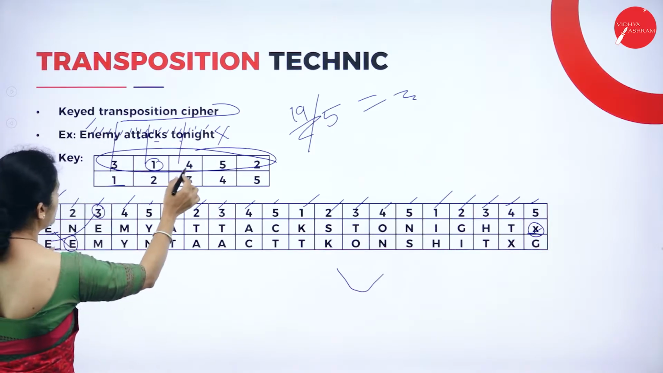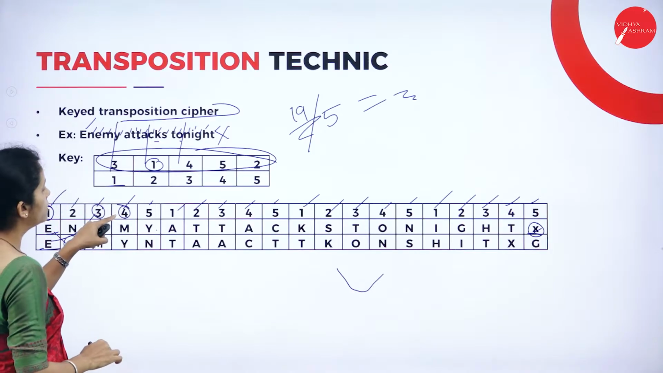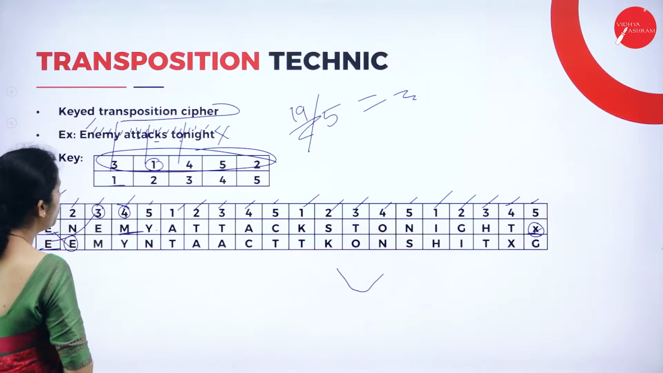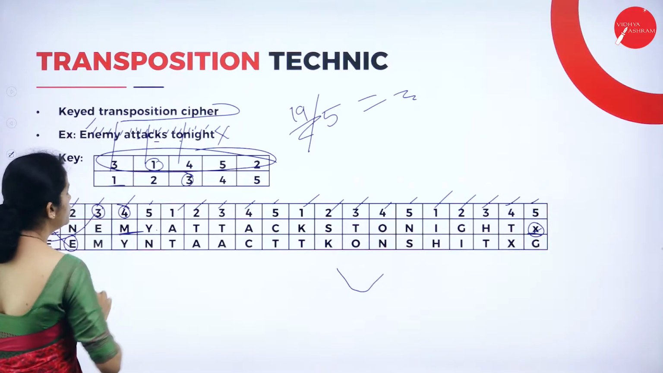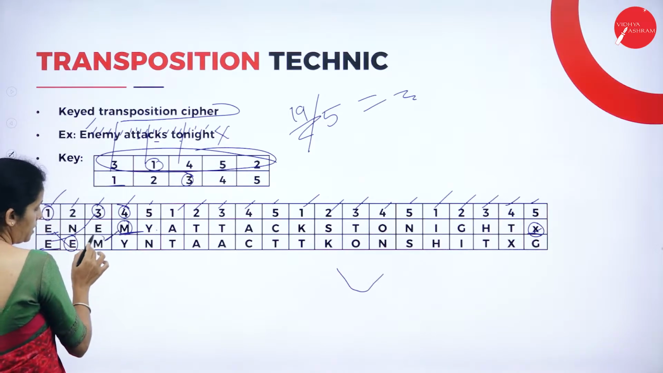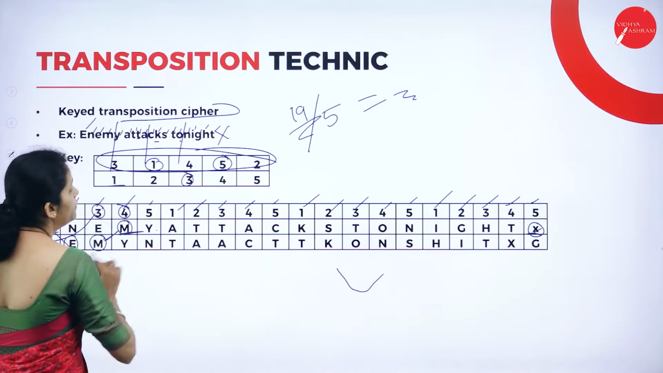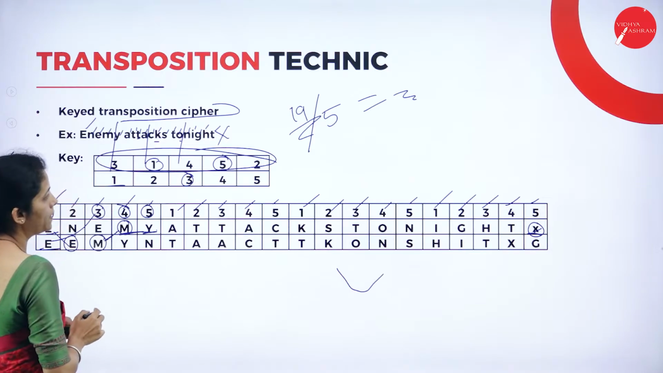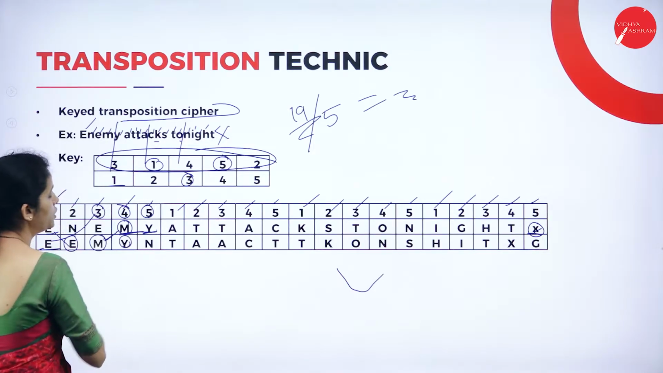Now, if I consider the 4th position, at the 4th position I'm having M, and I want to write it at position 3. So at position 3, I'm going to write M. Now, if I consider the 5th position, what is present at the 5th position is Y, and I want to write it at the fourth location.